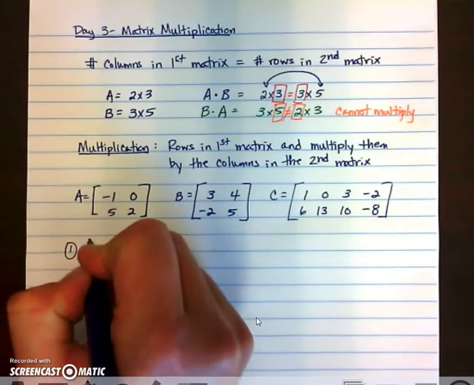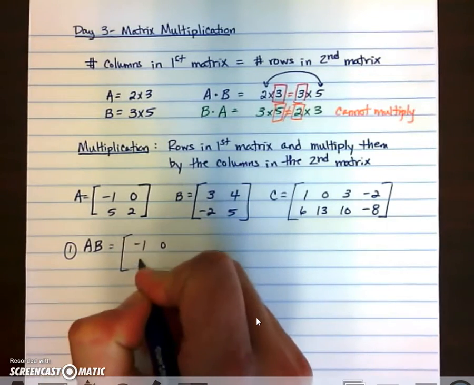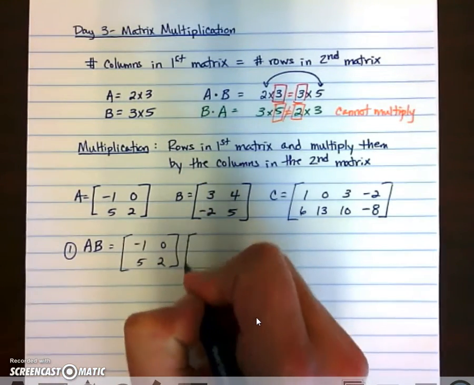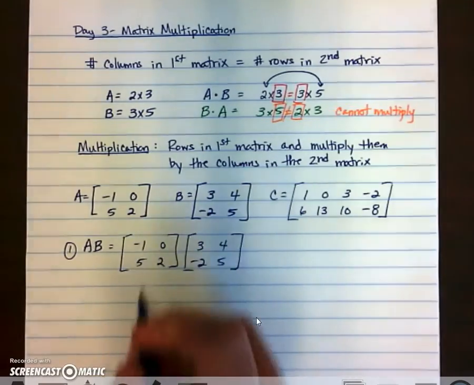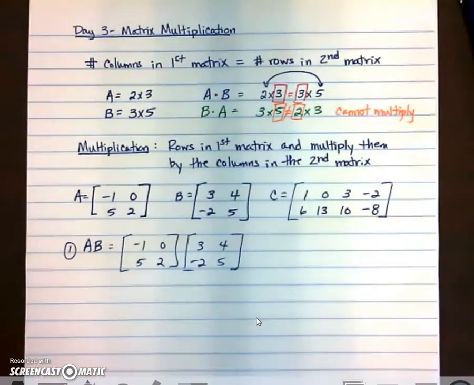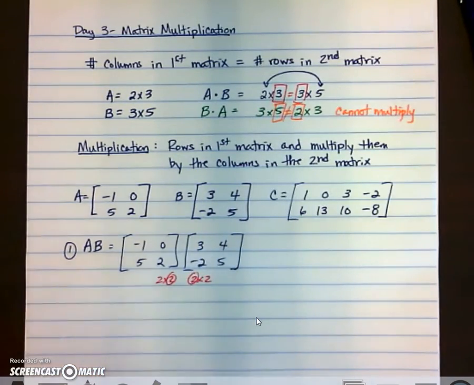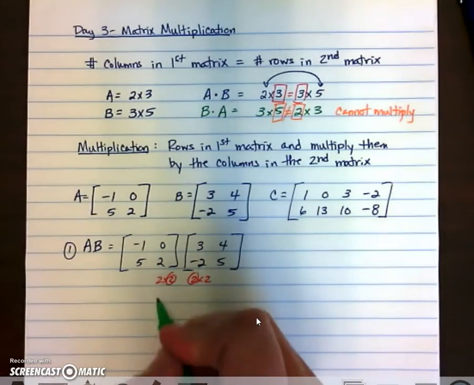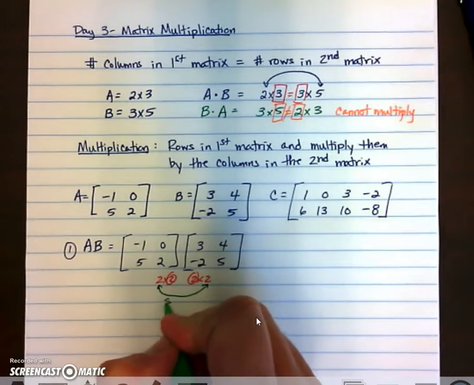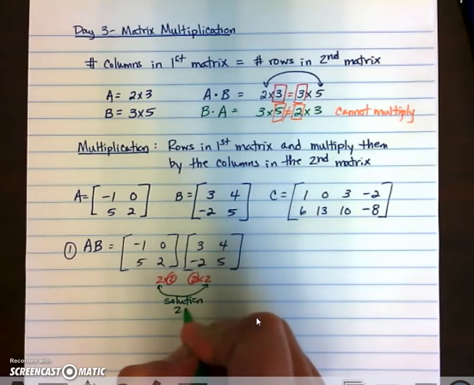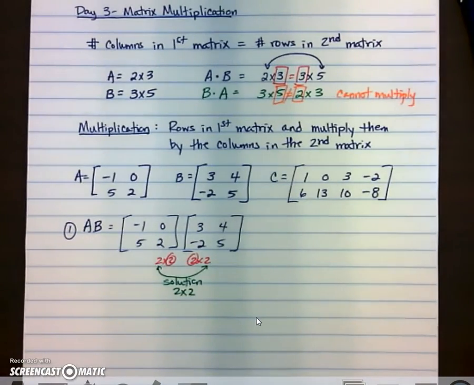So let's just start out here and let's just do matrix A times matrix B. So matrix A, negative 1, 0, 5, 2, times matrix B, which is 3, 4, negative 2, 5. Okay? So first of all, let's check and see if we can actually multiply these out. So I have a 2 by 2, and a 2 by 2, and the inside numbers are the same. So I can actually do this one. And then, if you look at my outside numbers, that's going to be the dimensions of my answer. So my solution will be a 2 by 2 here. Okay? Now, let me show you how to multiply these out. A little bit tricky here.